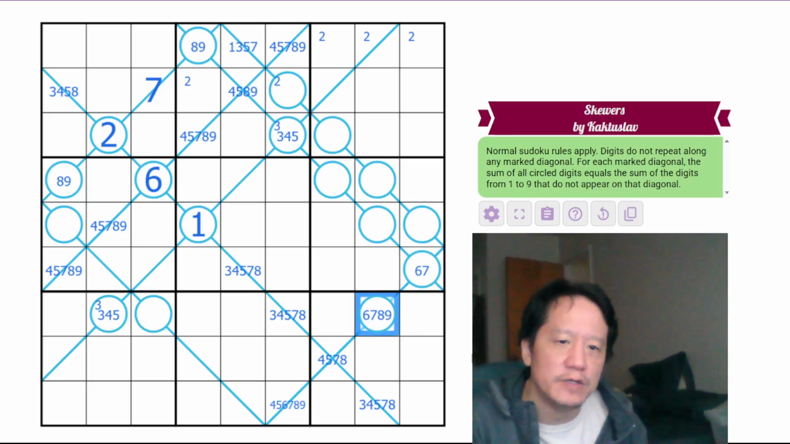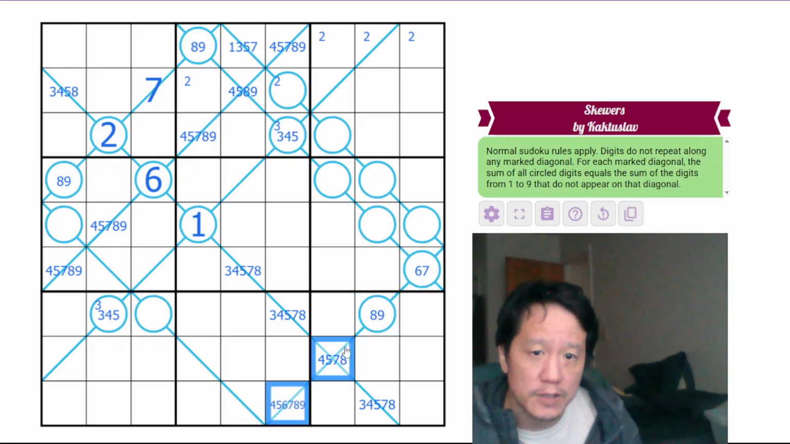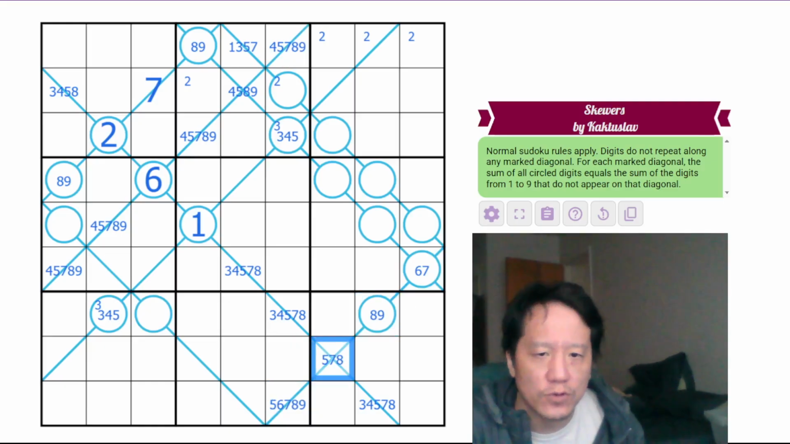So this must be 8 or 9 here. That means this is at maximum 16. So you're guaranteed 1, 2, 3, 4 not on this line. So this can't be 4.